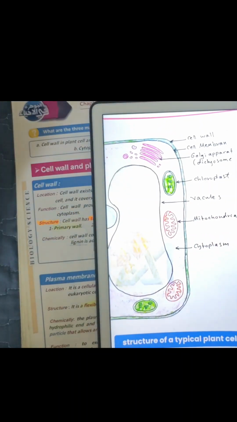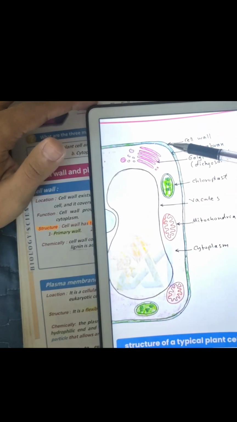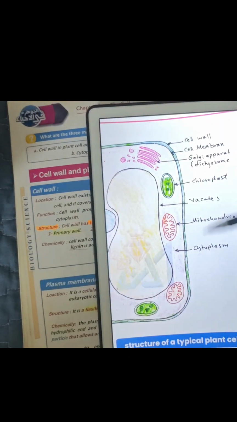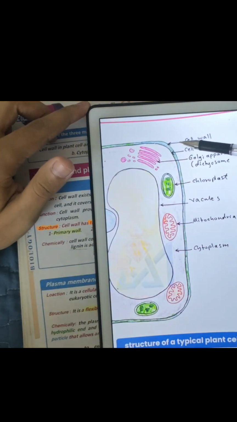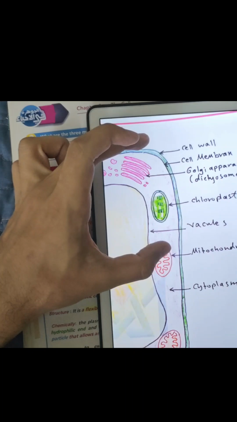Cell membrane. See, plasma membrane has two names. It's cell membrane or plasma membrane. These are the two names of plasma membrane. I just like to call it plasma membrane because it kind of sounds cool. But this is the cell wall. You see how it's above the plasma membrane? It's above it. By the way, this is a plant cell. Keep in mind that only plant cells have cell walls. So this cell wall is right here, as you can see. This is the cell wall.